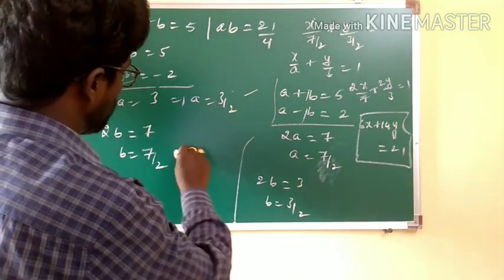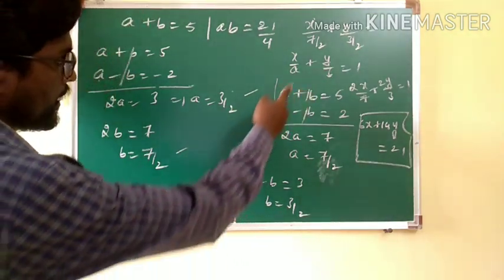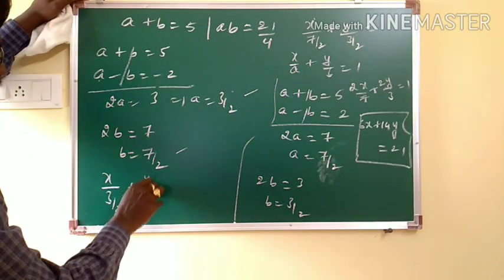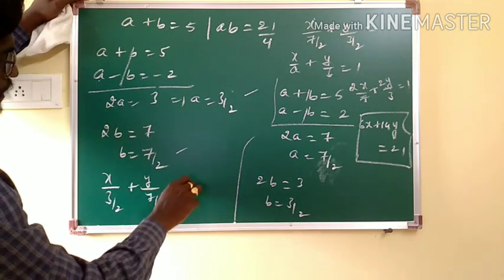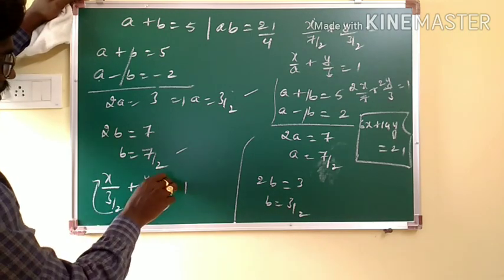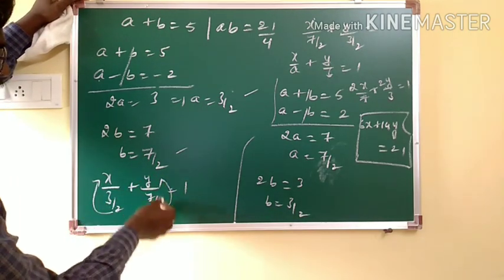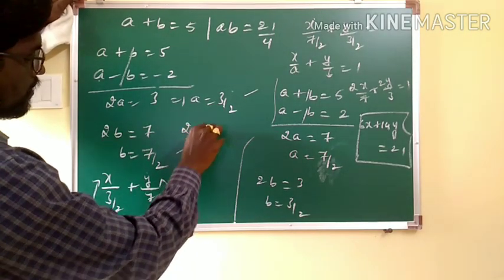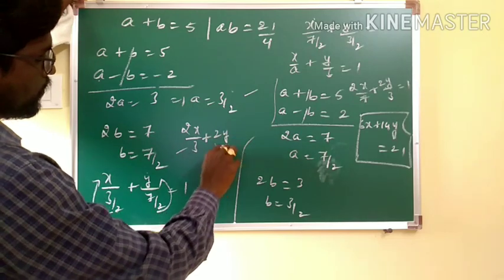A is 3 by 2 and b is 7 by 2. On substituting again in the line equation, what will you get? x by 3 by 2 plus y by 7 by 2 is equal to 1. So we will be getting 2x by 3 plus 2y by 7 equal to 1.